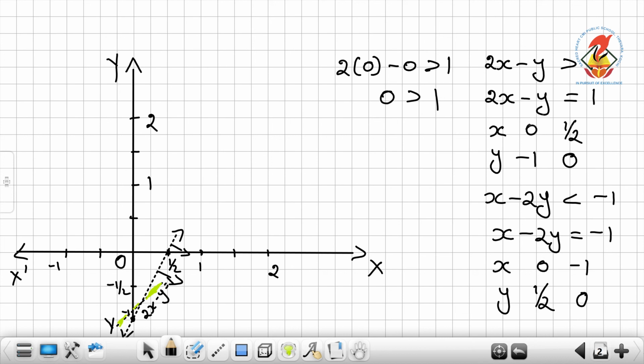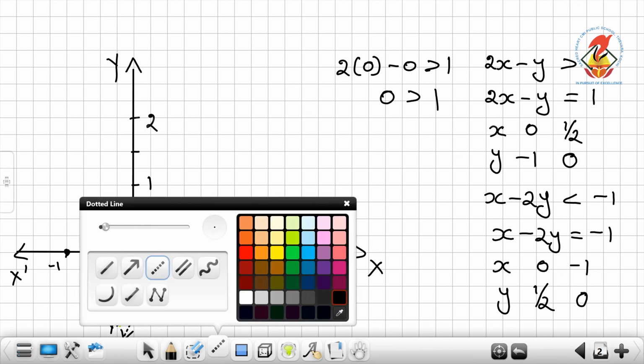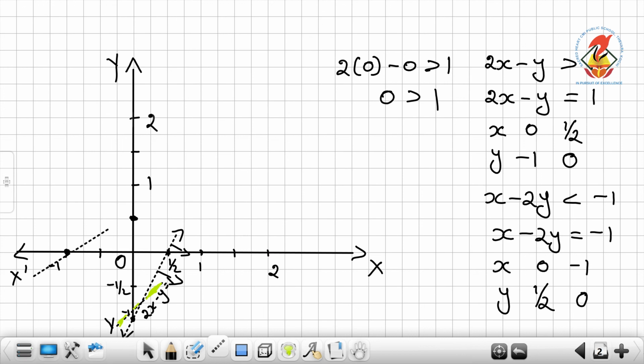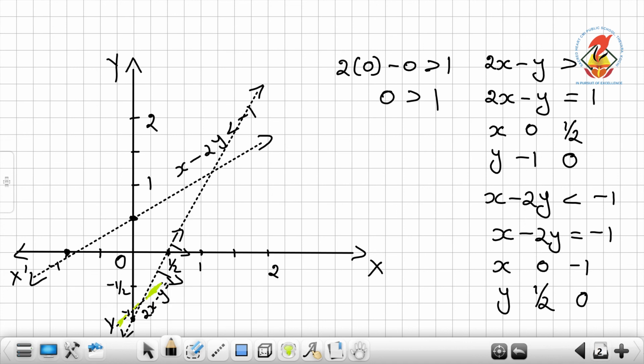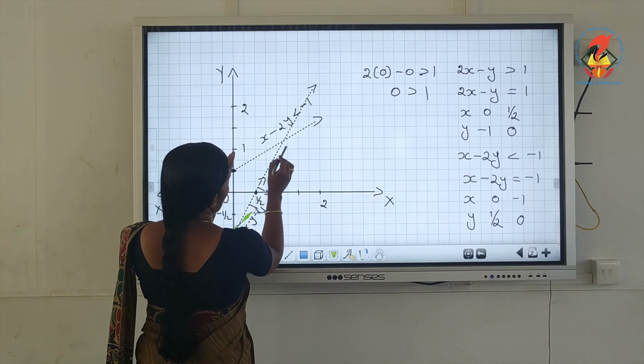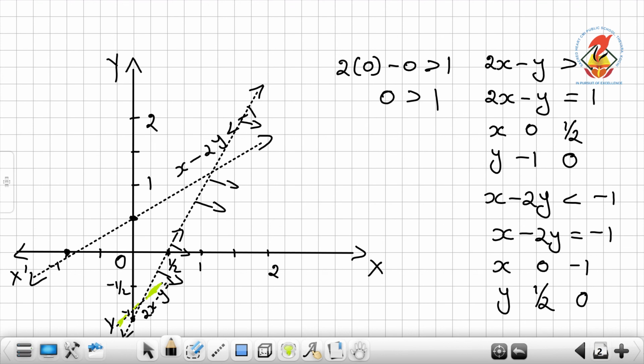Now the next is (0, 1 by 2). (0, 1 by 2) is this point, and (minus 1, 0). Again it's a broken line or dotted line. So the equation x minus 2y is less than minus 1. So I am extending this, children. So for this line, it is like this. Okay.